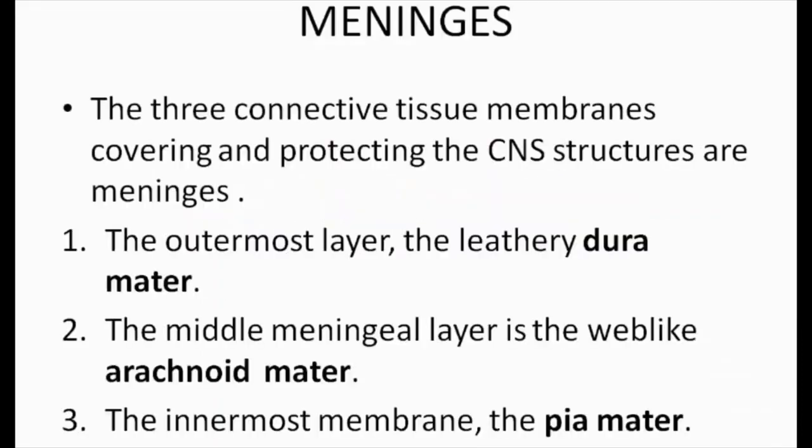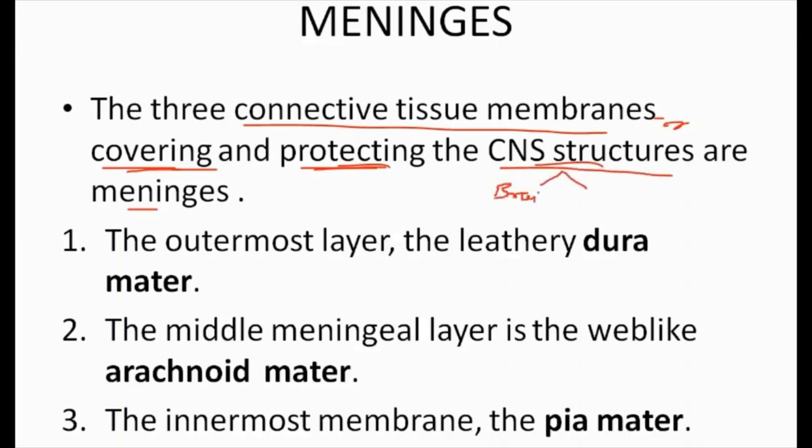The meninges. The three connective tissue membranes covering and protecting the central nervous system structures are the meninges. The CNS structures are the brain and spinal cord. Yes, three connective tissue membranes cover and protect the brain.